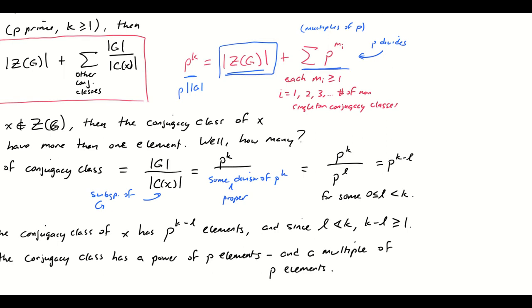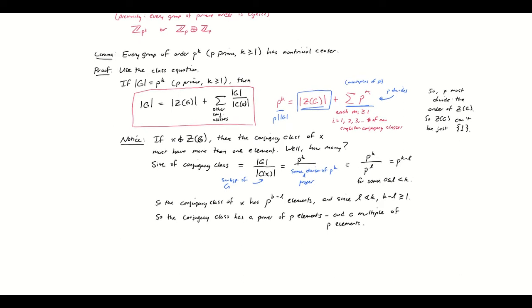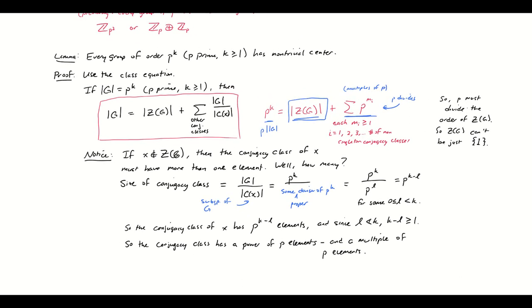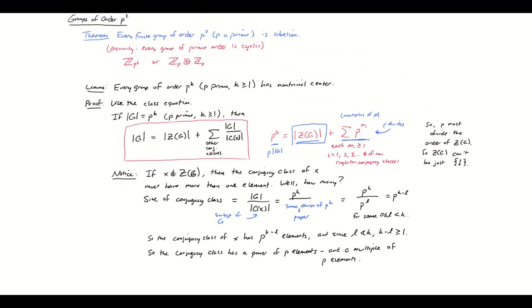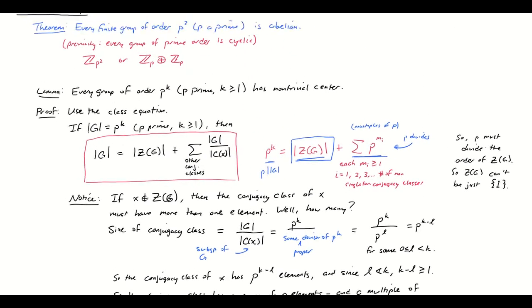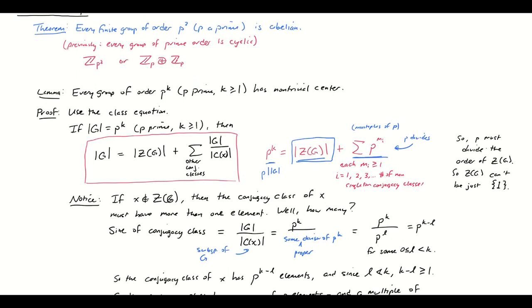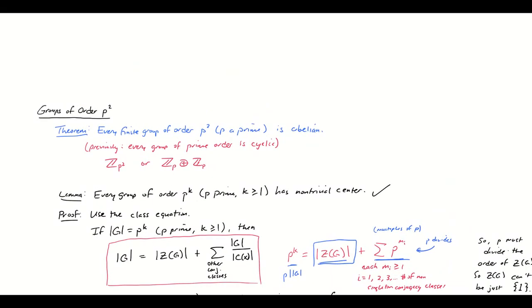Let's just zoom out and make sure we've proven what we wanted to prove. So our lemma was every group of order P to the K has non-trivial center. That was way too much zooming out. Let's try that again. And I think we've proven that. So let's check that off. Great. So what about our main theorem? Every finite group of order P squared is abelian. I claim that this is actually just a couple of steps now. So let's just move up to where we can work up here.